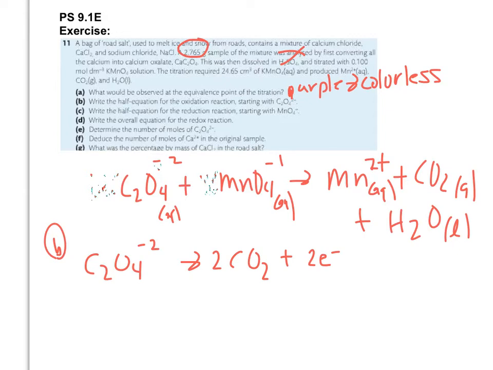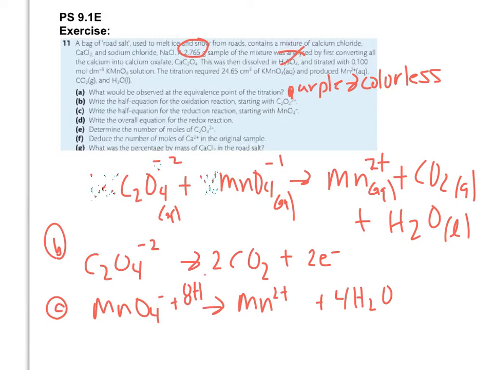C says write the half equation for the reduction of MnO4. So MnO4 is a -1, and it's going to become Mn2+. My manganese is balanced, but I need 4 H2O on the right, which means I need 8 H+ on the left. And now as far as balancing my charge, I've got a +7 and a +2, so I need 5 electrons on the left side or the reactant side.